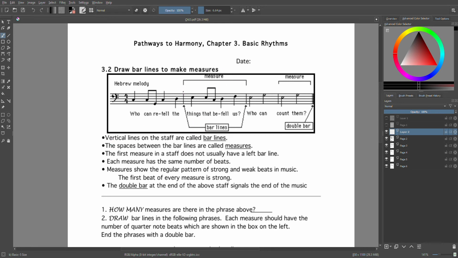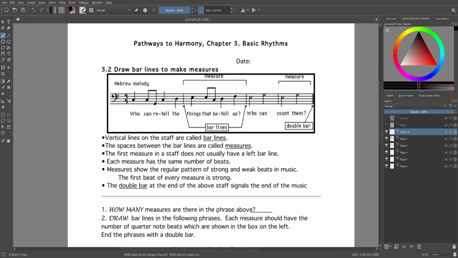So here are the bar lines here, boom and boom. And this whole thing right here is the measure. Here's another measure. There we go. And here's another measure. All right. So the first measure in the staff usually doesn't have a left bar line. So we don't need a bar line there.